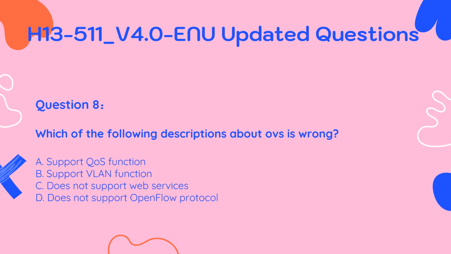Question 8. Which of the following descriptions about OVS is wrong? A. Support QoS function. B. Support VLAN function. C. Does not support web services. D. Does not support OpenFlow protocol.